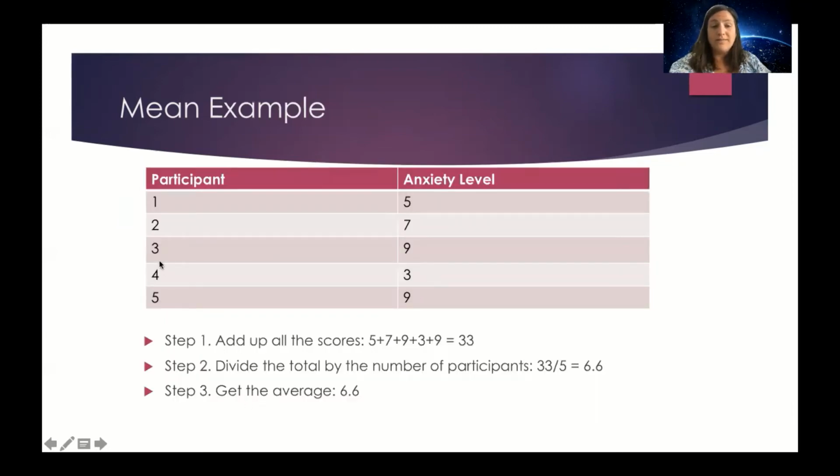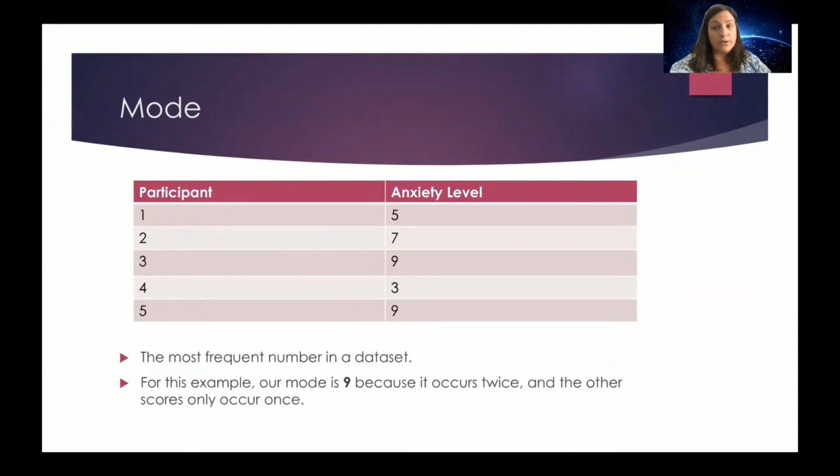So in order to get the mean, what you do is you add up all the scores. So you take 5 plus 7 plus 9 plus 3 plus 9, and you get a total of 33. The second step is you divide the total by the number of participants. So there were 5 participants in this case, and so you divide 33 by 5, and you get the average of 6.6.